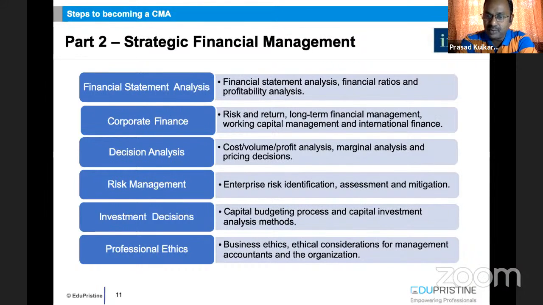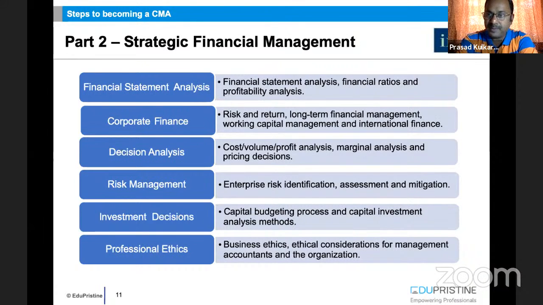So the capital budgeting process is typically long-term financial management, long-term investments actually. Whether I should make the investment or I should not make the investment. If I'm making the investment, what are the risks associated, and for that particular risk, what is the return that I can expect? So this is what we will be learning in investment decisions.